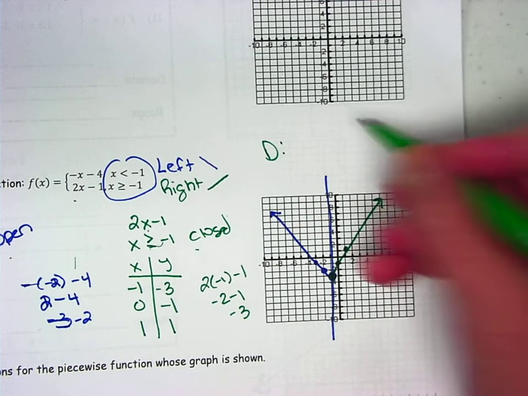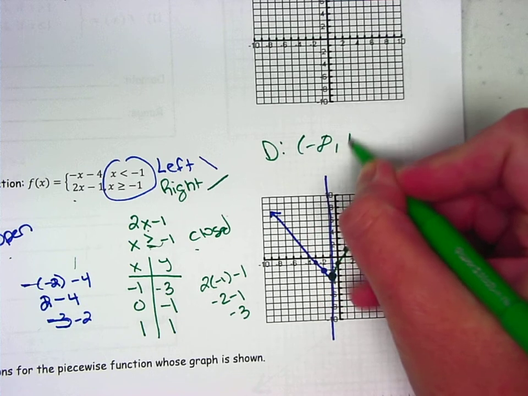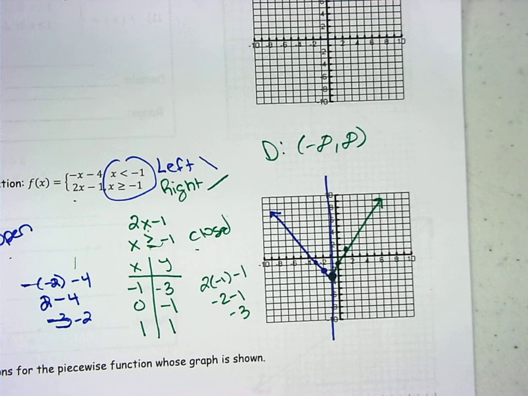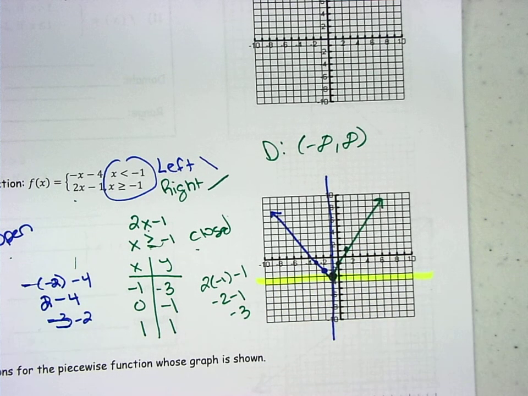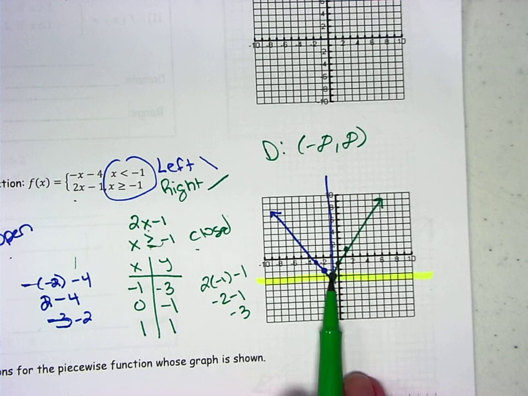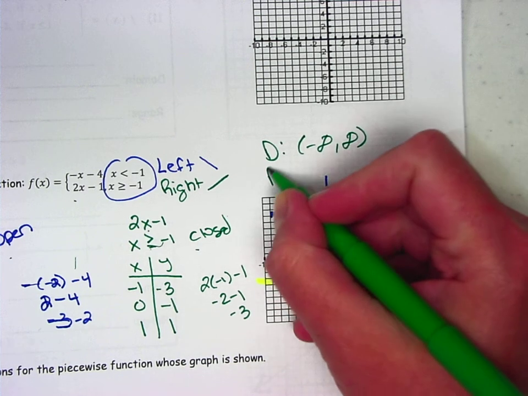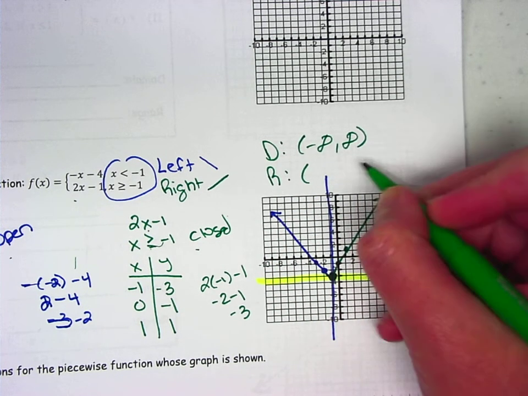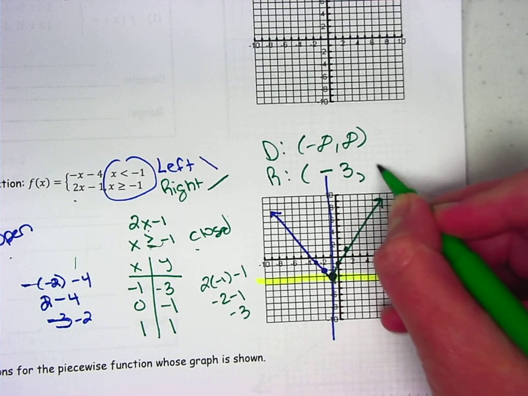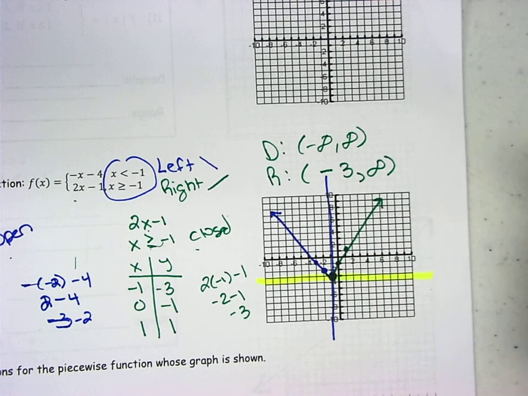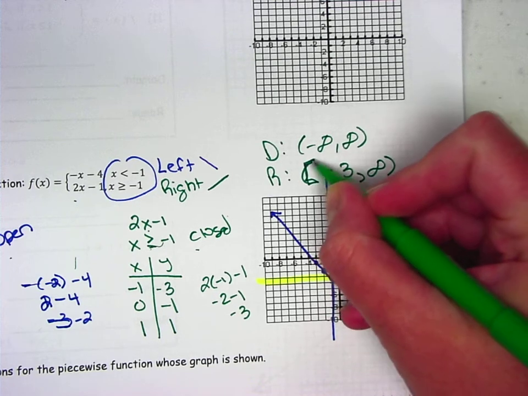Your domain is going to be -infinity to infinity, and when I'm trying to find the range, it kind of looks like an absolute value, and so the lowest y value that I have here is at -3, and so your range is going -3 up to infinity, and technically I should have some brackets there.